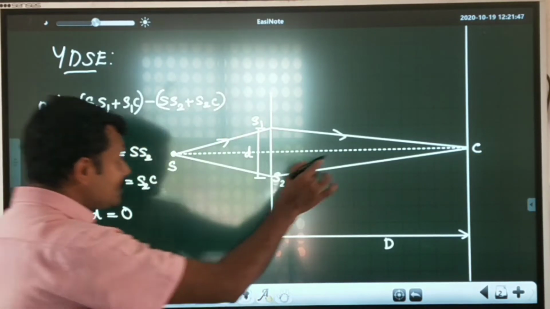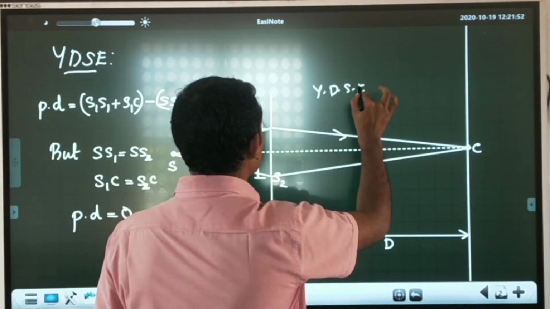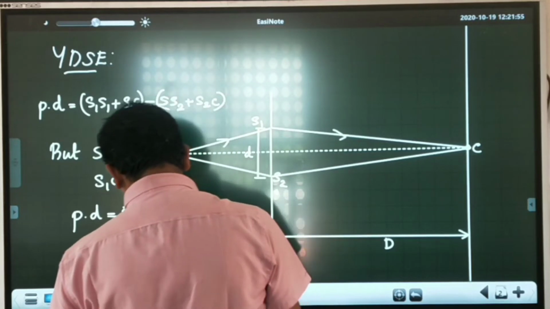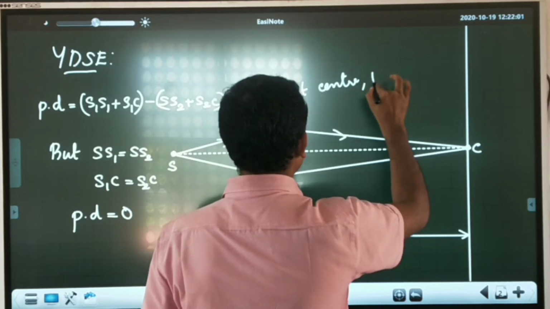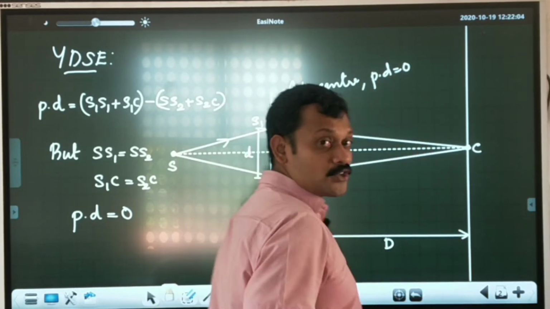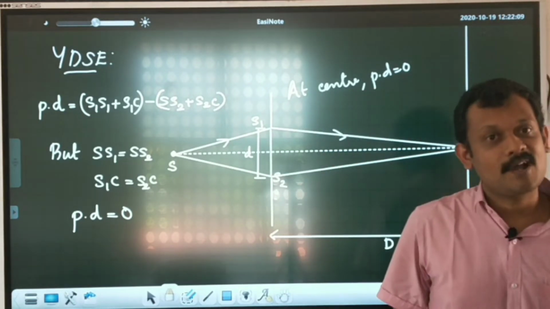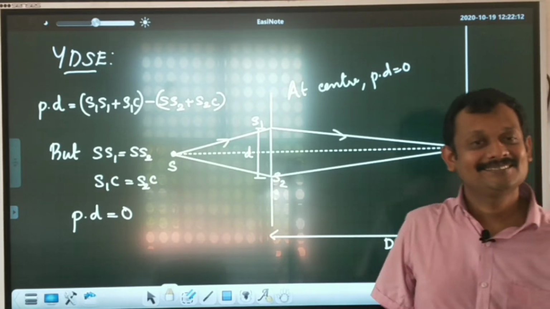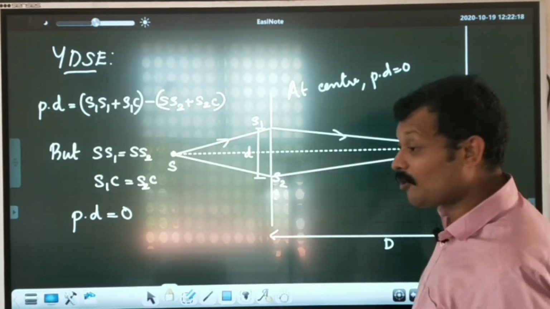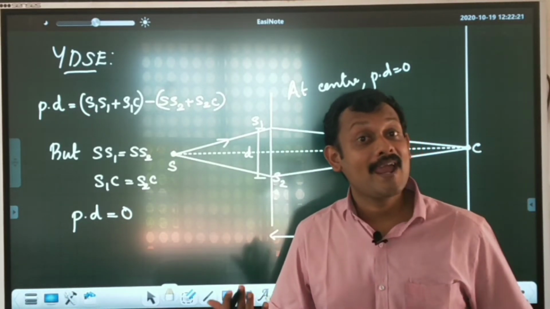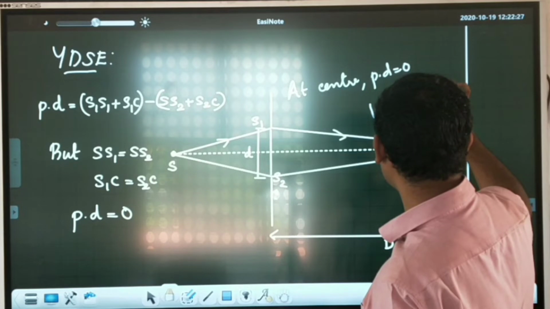So which means at the center of YDSE, will you get a maximum or a minimum? At the center, are you going to get a bright band or a dark band? What you see here at the center is path difference equal to 0. Path difference equal to 0 means the condition for maximum or the condition for minimum? It's the condition for maximum. So in YDSE, I therefore say the central band is a bright band.